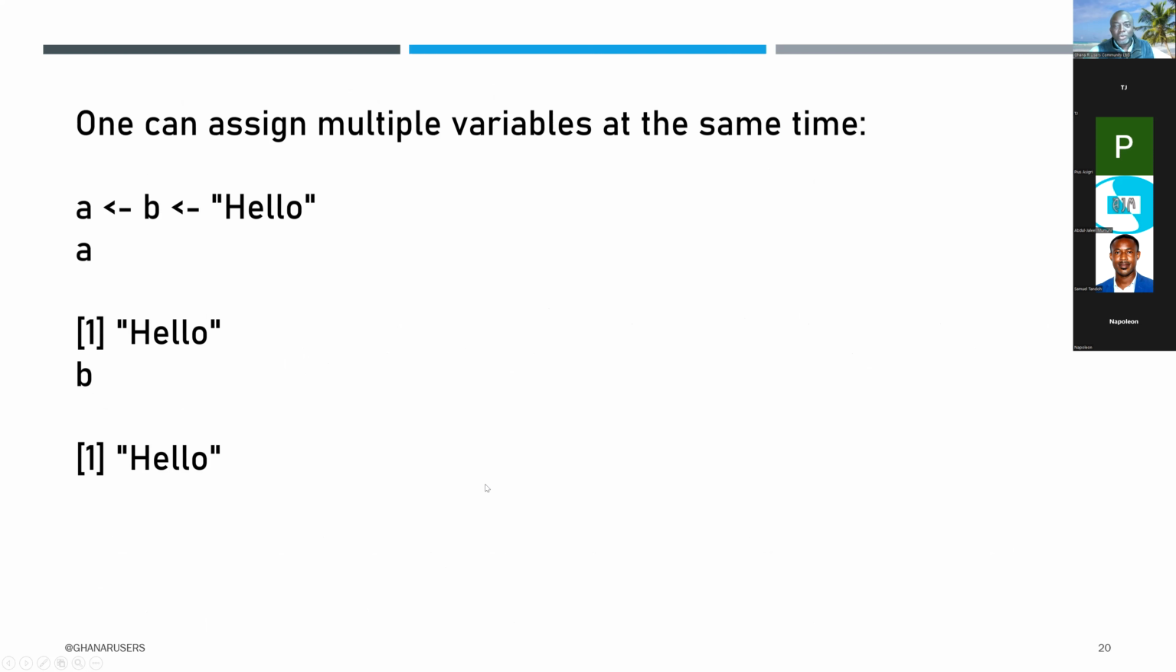So you can also assign multiple variables at the same time. We want to give x a value 3 and y is also 3. So instead of writing x is equal to 3, and then again coming to y is equal to 3, we just say A is assigned to B, is assigned to hello. So when I type A, I'll get hello. When I type B, I get hello.